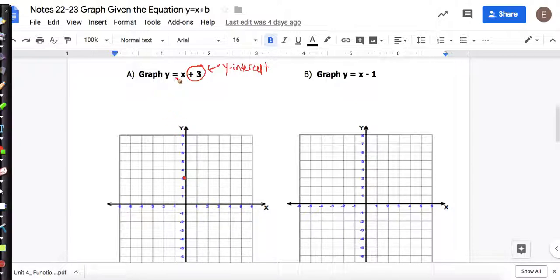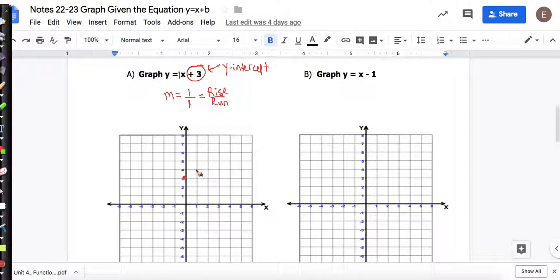Now, the slope, I don't see a number in front of the x, so I'm going to put a 1. And now I'm going to write the slope as a fraction. So we're going to put a 1 underneath it, because remember, a 1 underneath it doesn't change its value, but it gives us a run. So we have rise over run. So that means we're going to rise 1, run 1.